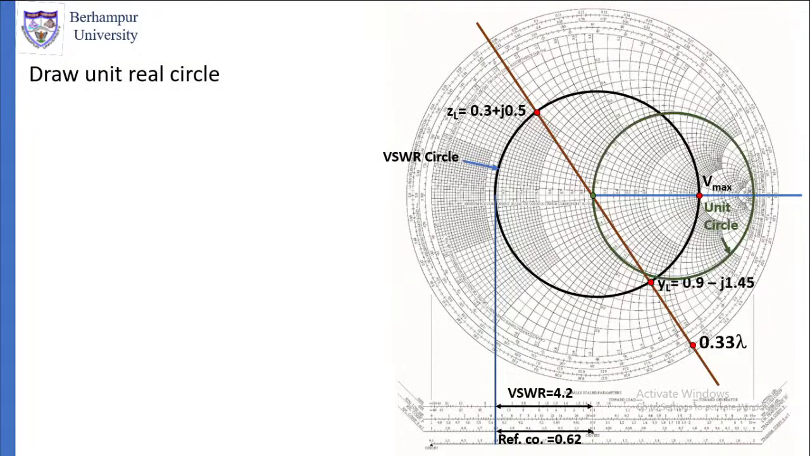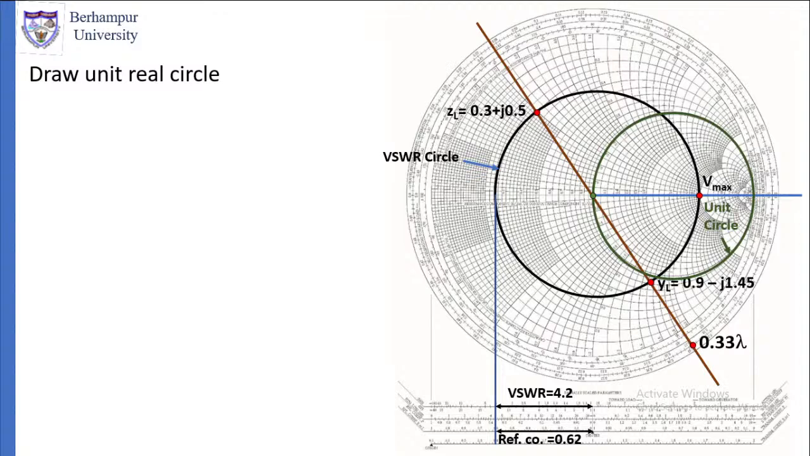And then draw the unit real circle. Unit real circle means the circle corresponding to R is equal to 1 or circle corresponding to G is equal to 1. So draw that circle. So that is the unit real circle. So take 10 seconds to draw this circle, the unit real circle.